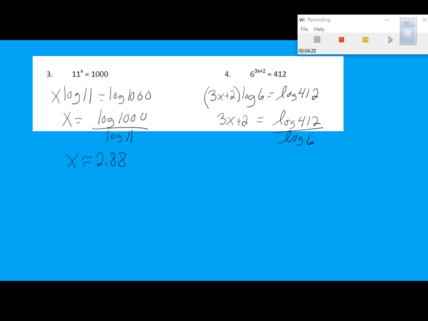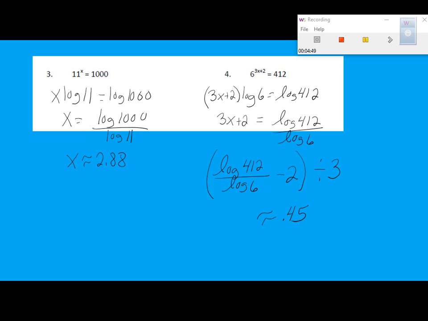Now I'm just going to run all of this through my calculator at once. So I'm going to have log of 412 divided by log of 6 equal to 3x plus 2. My next step, I'm going to subtract away 2. Whatever that answer is, I'm going to divide it by 3. Now you may pause the video here and make sure you can run that through your calculator. If you run that through your calculator correctly, you should get approximately 0.45.